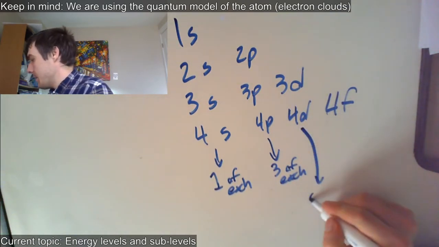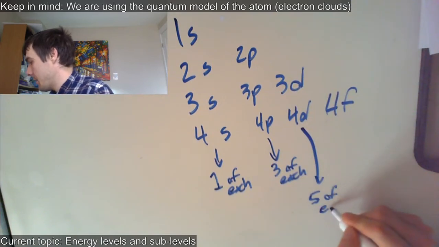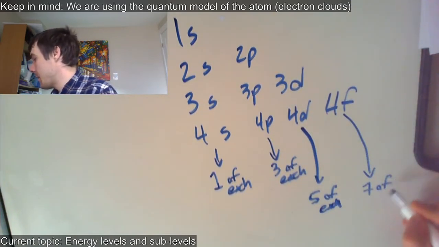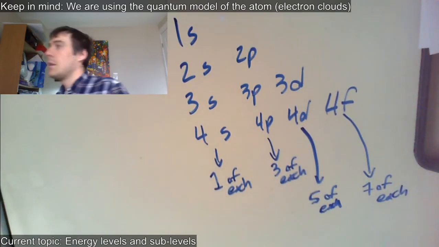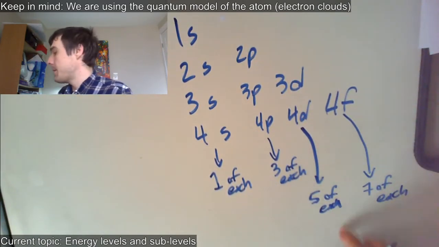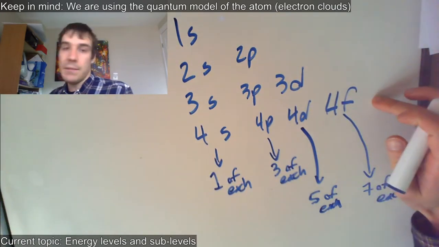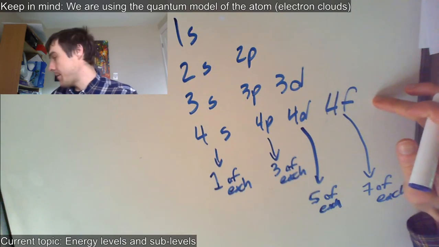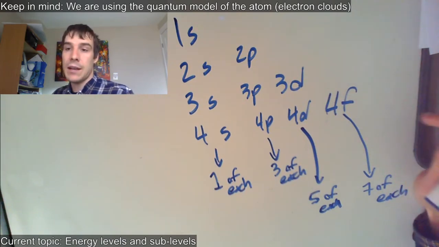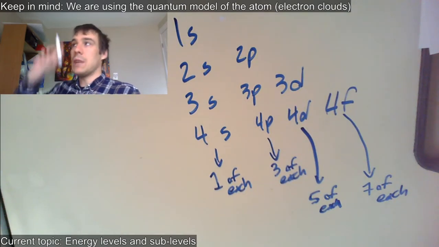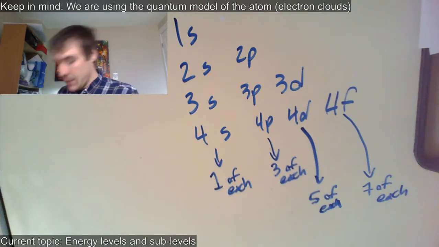In the d orbitals, there were 5. And in the f orbitals, there are 7 of them. So 1, 3, 5, 7. It's the odd numbers. There's a mathematical pattern to it. The next one up, the g, would have 9, and h would have 11 orbitals. And those are just based on which direction the orbitals are in.